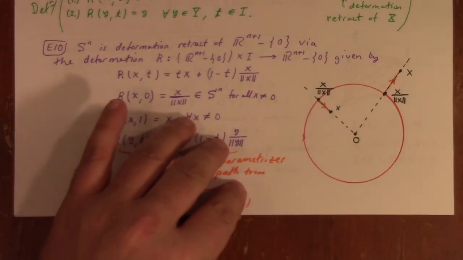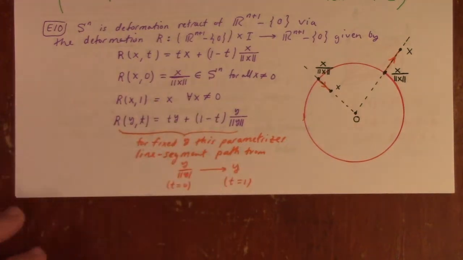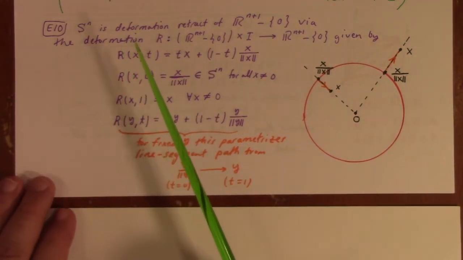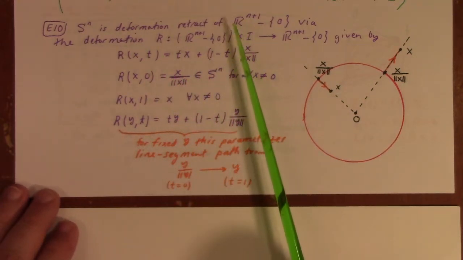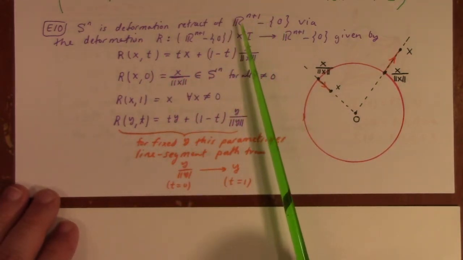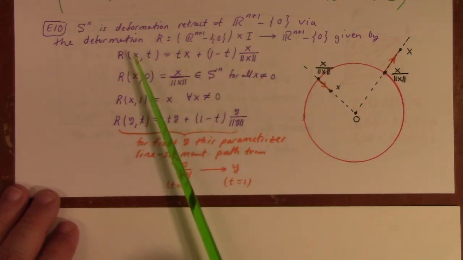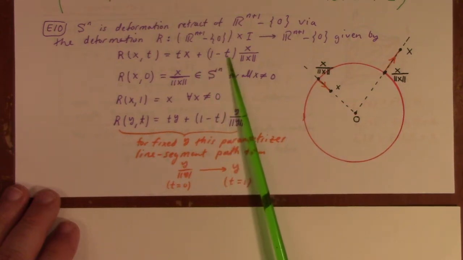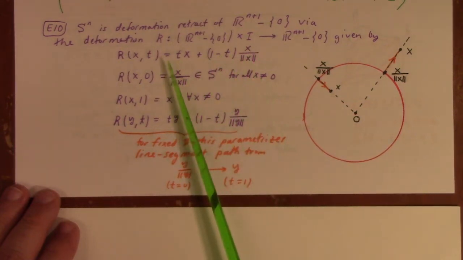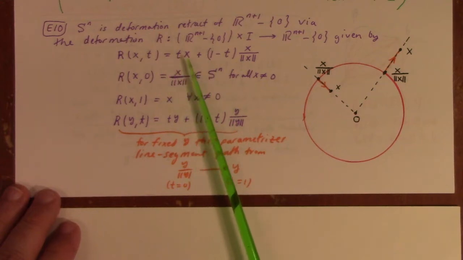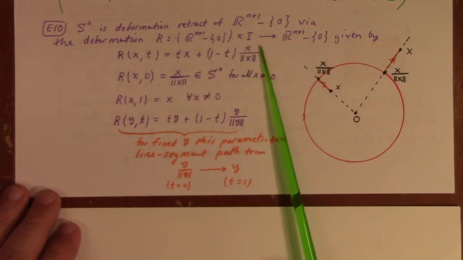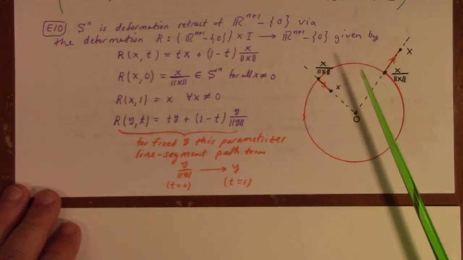Example 10 is an example of a deformation retract of the n-sphere and the deleted space, Rn+1 with the origin deleted. The deformation is this formula right here: R of x comma t is tx plus (1 minus t) x over the norm of x. All right, so it's finally a slightly different formula. Here, x over the norm of x is the normalization map, the hat map in my physics. Here's a picture of it.